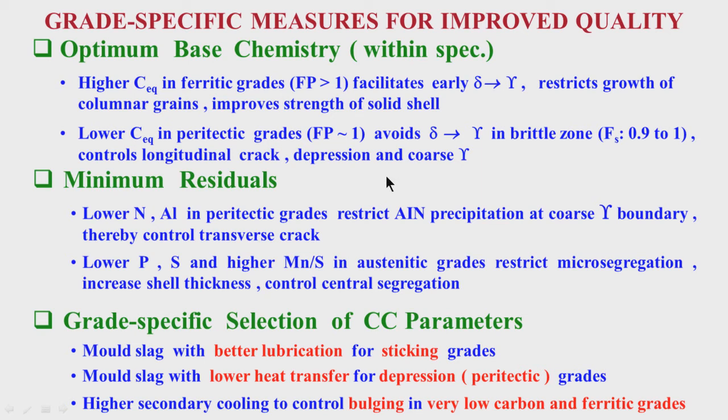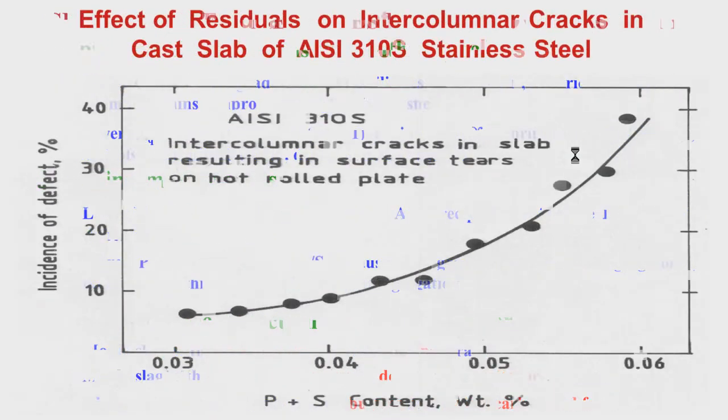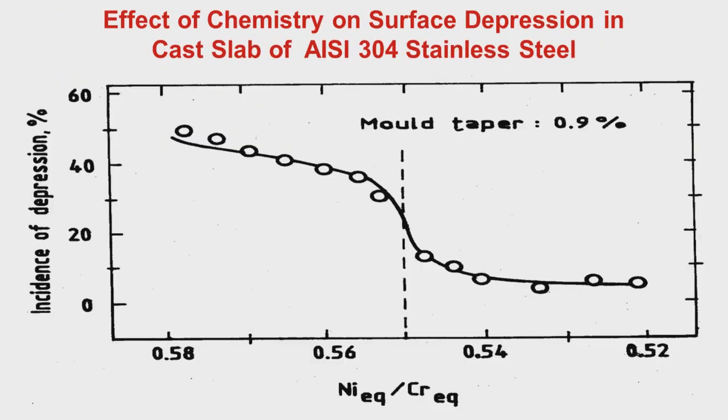Then I have talked about base chemistry. What should be the optimum base chemistry within specification? This is very important. All steel grades have a specification which is designed based on the application requirement, but there is a range for all the alloying elements. So, within the specification range it is always possible to do minor adjustment of chemistry, and I have given you an example of how minor adjustment of chemistry can give much better quality.